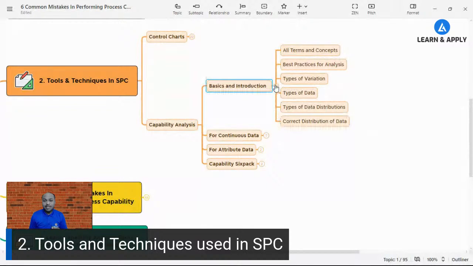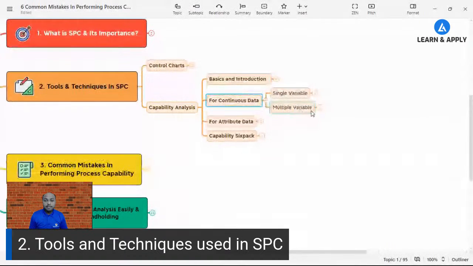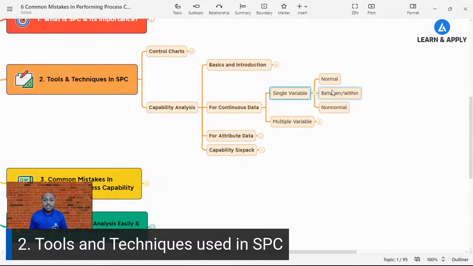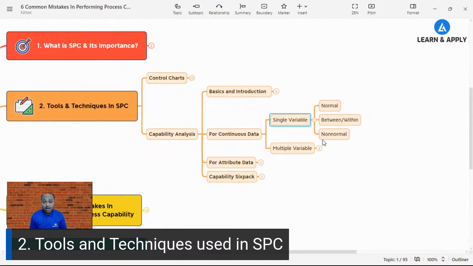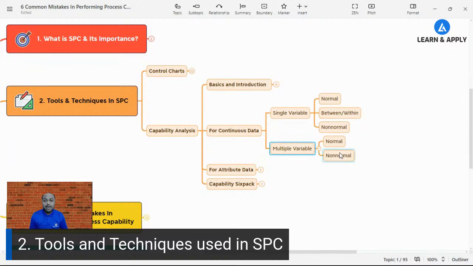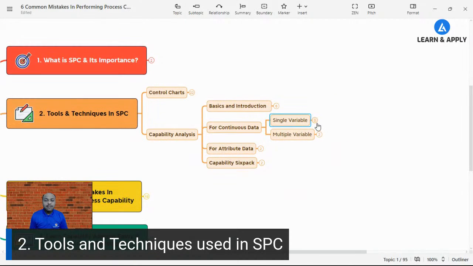Now, what does that mean? Let's say you have continuous data, then you might be conducting this process capability for a single variable or multiple variables. If you are conducting it for a single variable, we can use tools like normal capability analysis, non-normal capability analysis, and also between and within capability analysis. If your data consists of multiple variables, then we can use the normal and non-normal capability analysis depending on the type of data. Whether our data is following the normal distribution or not, for that purpose we need to use multiple tools. That is a part of this capability analysis.